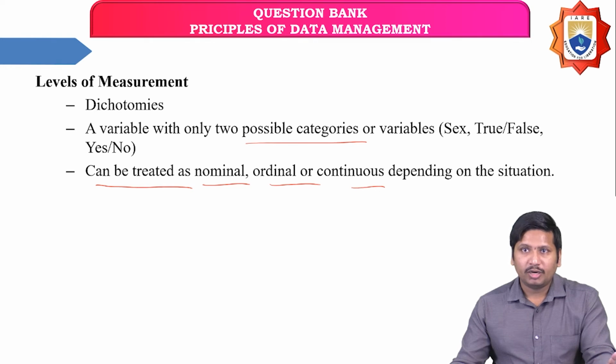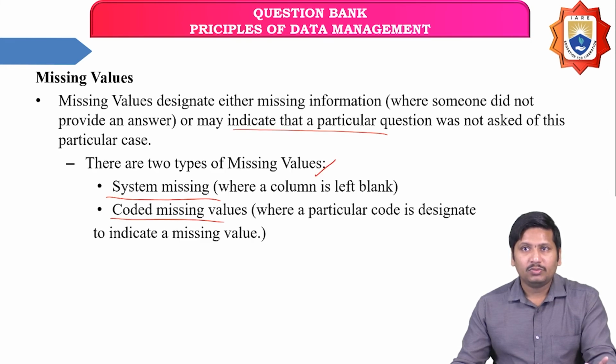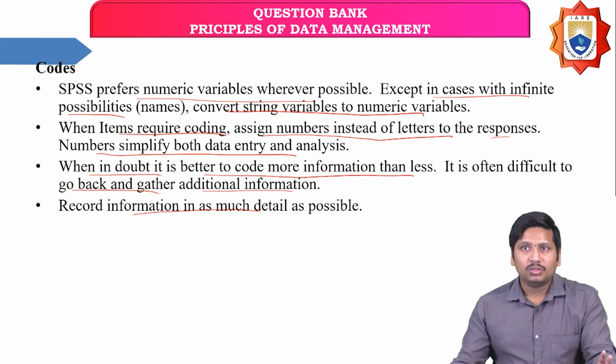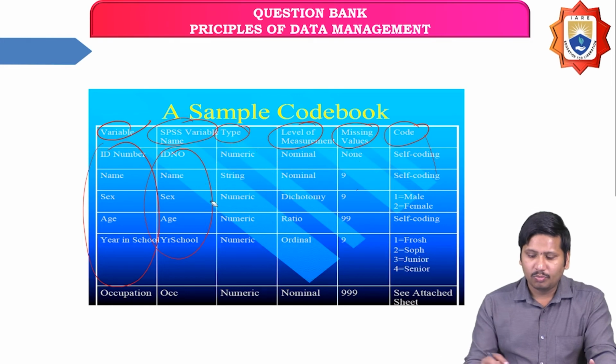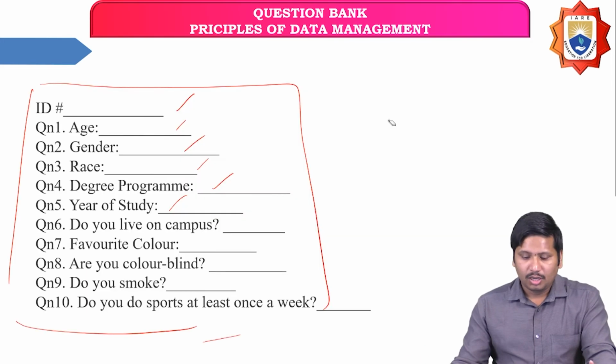Dichotomy is a variable which possesses only two categories, like true or false, yes or no. And then missing values, which can designate either missing information or indicate that a particular question was not asked in a particular case. There are two types of missing values, system missing and coded missing. The codes are useful for coding the data to be recorded in as much detail as possible. And this is a sample codebook for viewing, and this is the other kind of codebook that we have.